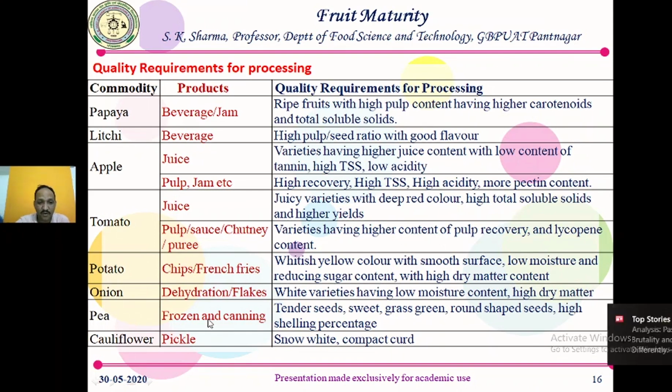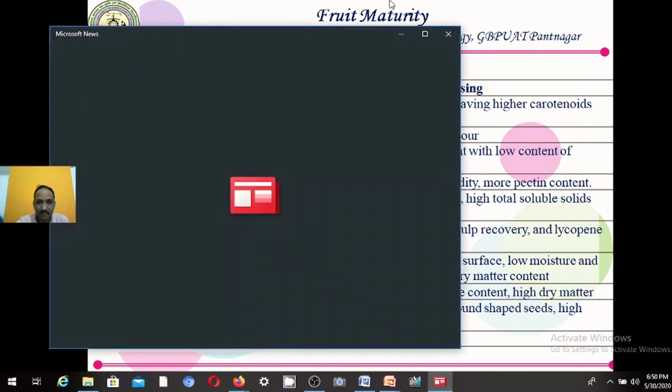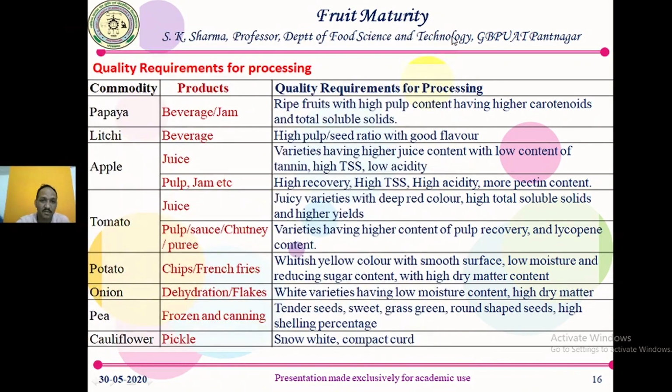Similarly, in case of onion, the white varieties will be desirable, because upon dehydration, the colored varieties may lose color, the pigmentation may go off, so the final product will not be of good quality. So that is how we should go for a white type of variety in case of onion.